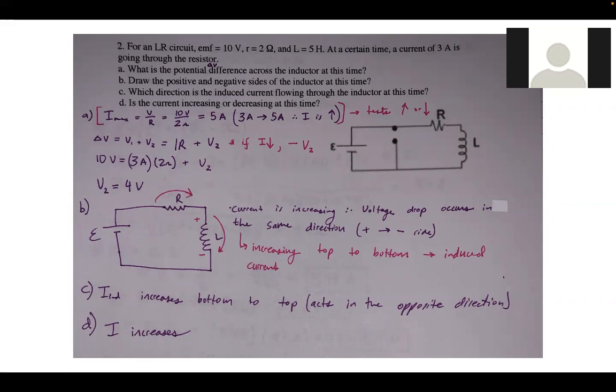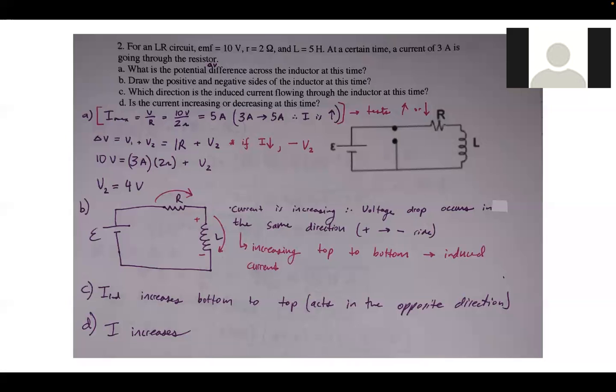So the first thing is we're looking for a potential difference across the inductor at this time. Potential difference refers to a change in V. So we first need to test if it's increasing or decreasing. To do that, we're going to start with I max, and it's a similar situation. We do V equals IR. I rearrange to solve for I, and I call it I max.